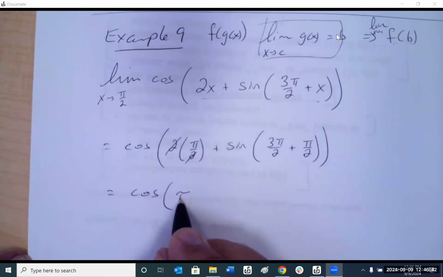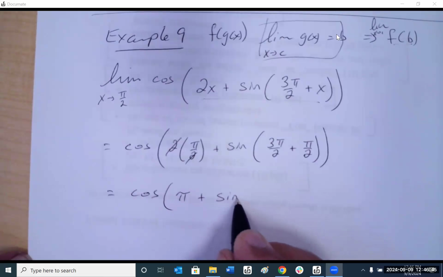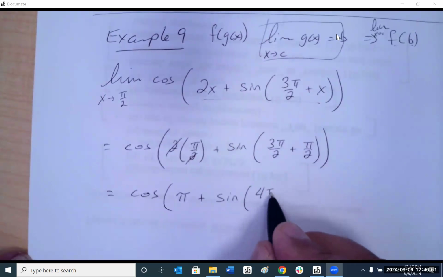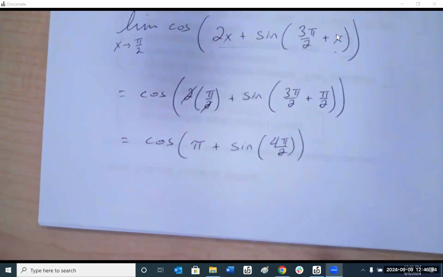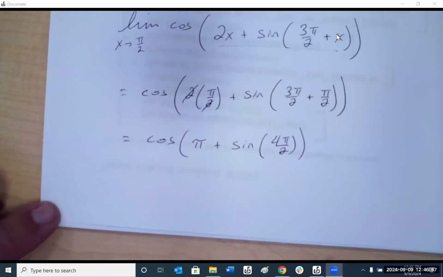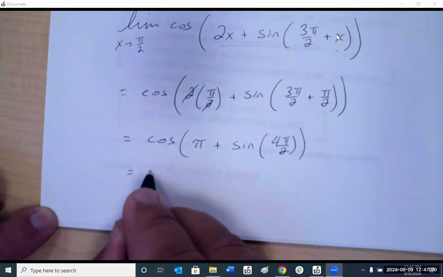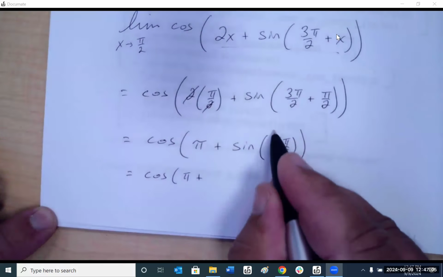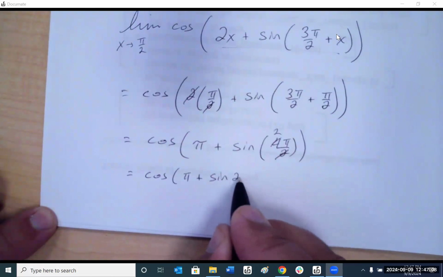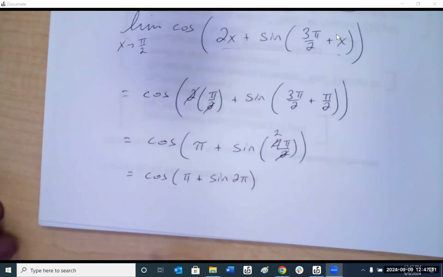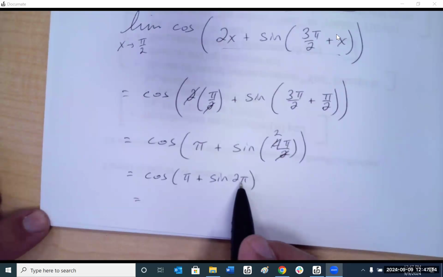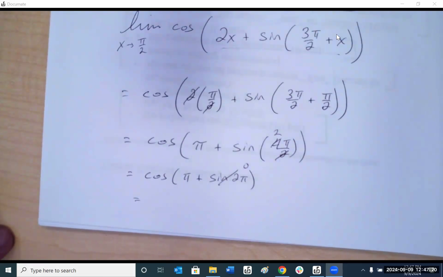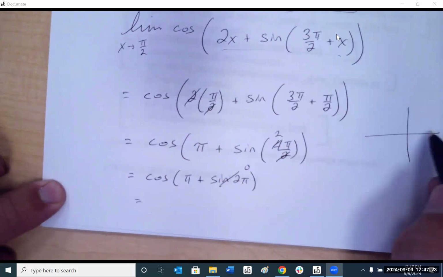The twos cancel, so we have pi. Three pi over two plus one pi over two is four pi over two. Four pi over two is two pi, so we have sine of two pi. What is sine of two pi? Zero.